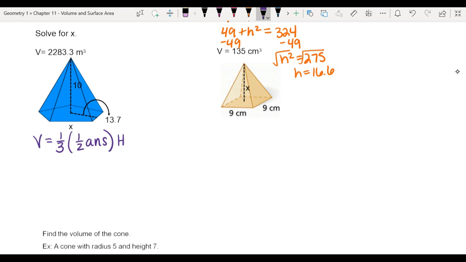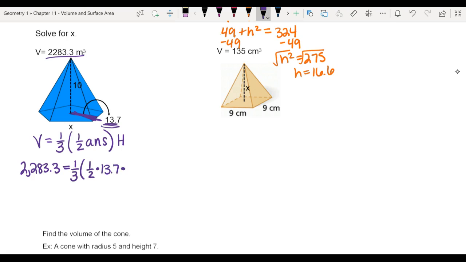So this one's pretty complicated. It has a lot to it. So now I'm going to plug in what I know. I know my volume is 2,283.3. So 2,283.3 equals 1/3 times 1/2. My apothem is this length right here, this 13.7.